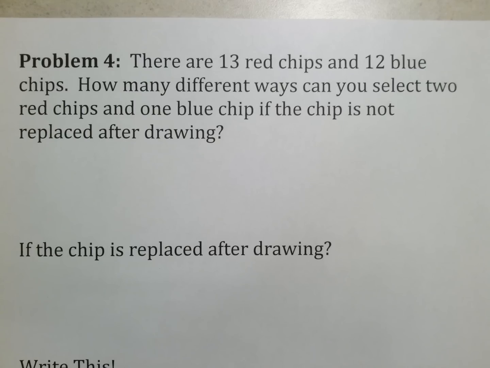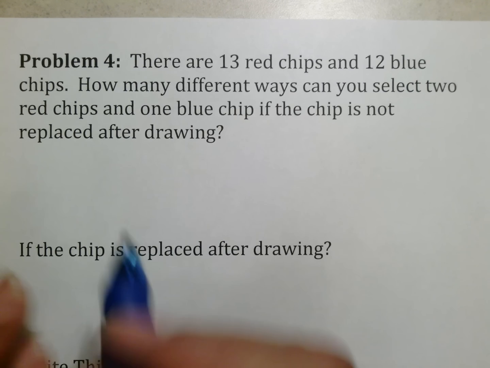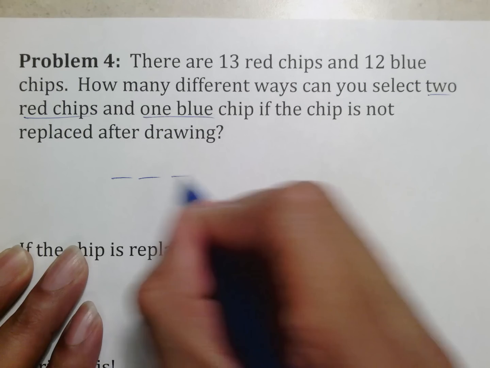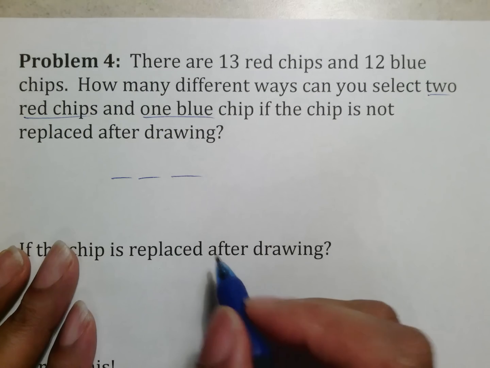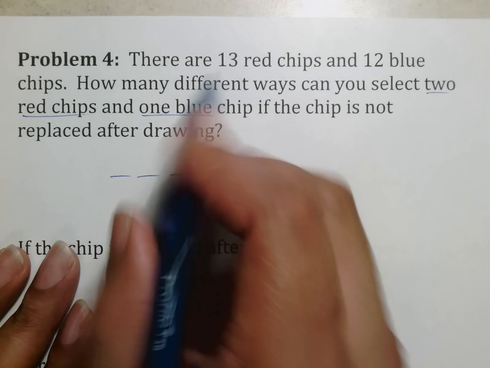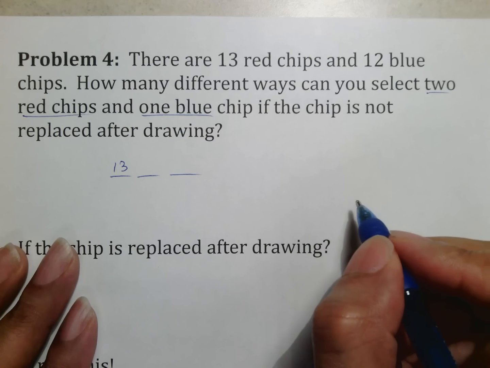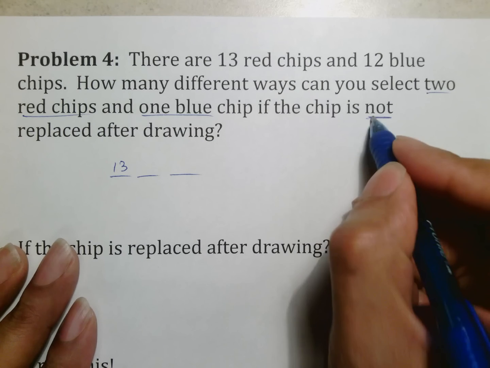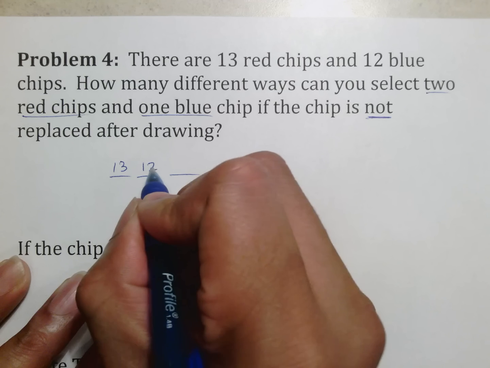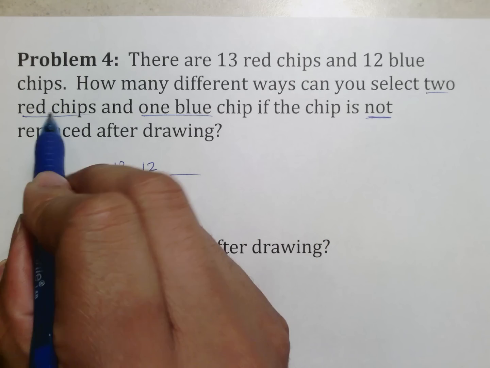So, 13 red chips, 12 blue chips. How many different ways can you select 2 reds and 1 blue if the chip is not replaced after drawing? So you're talking 2 reds and 1 blue. That means I am making 2 choices here and 1 choice here. That's 3 choices altogether. Well, on your first chip, if I want it to be red, I say to myself I have 13 red chips to choose from. If I did not replace that chip, then I pulled a red chip out, did not put it back. That means now I have 12 red chips left on my second pool, because again I want 2 red chips.